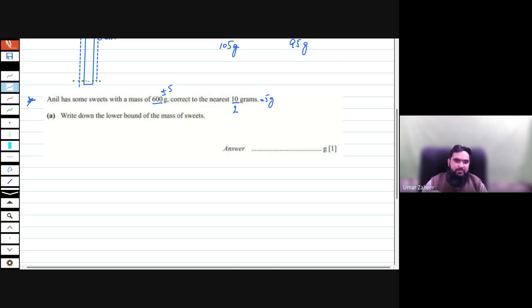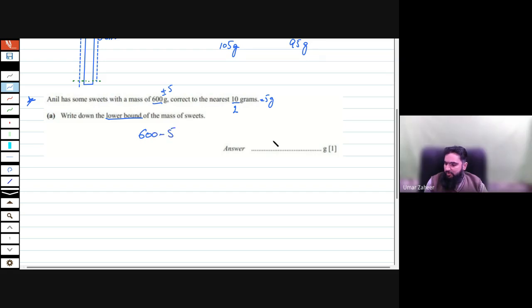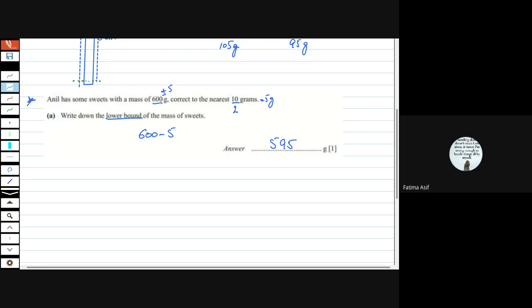If you are given a value to the nearest 10 grams, you divide by 2. Sometimes it will be to the nearest gram, so you divide 1 by 2, and so on. He says you have to find the lower bound. For the lower bound, we subtract the value. So 600 minus 5 gives 595 grams. So the lower bound of the sweets will be 595.